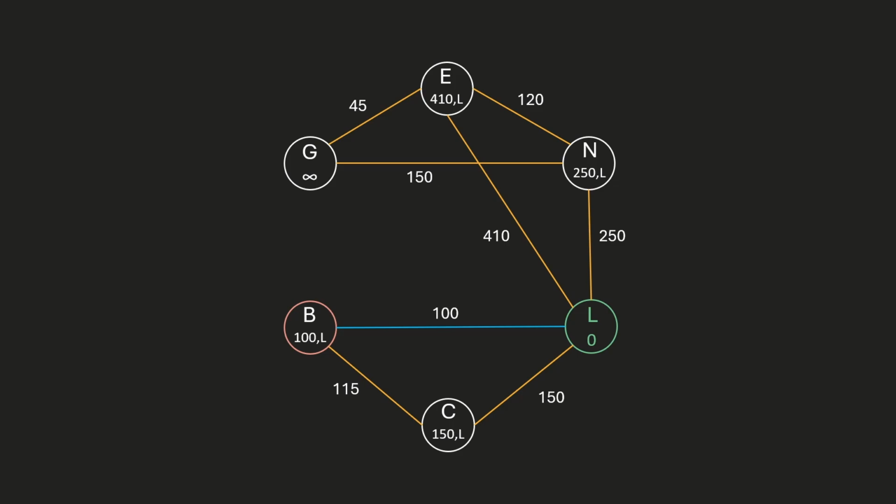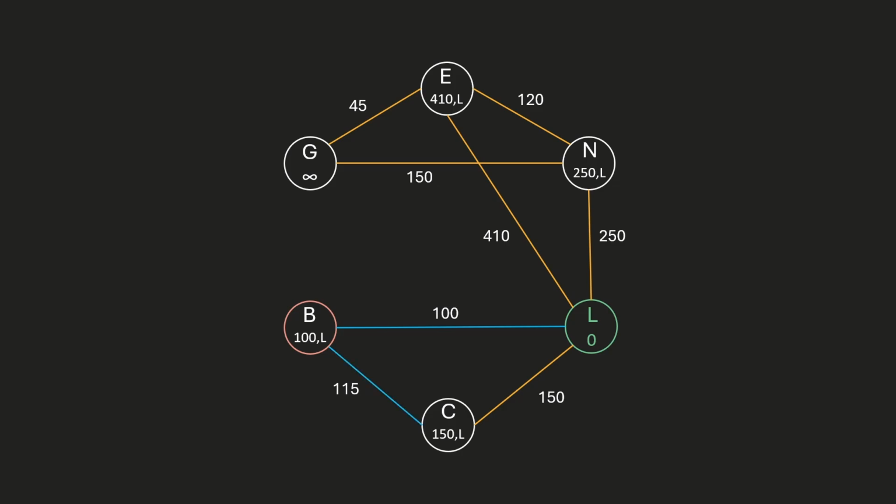Now you might notice that 200 is greater than 0, so we won't update London's node with a value of 200 and a parent node of Birmingham, because that's not an optimal path. That's slower than what we currently have there. So we will leave London as it is. We will now visit Cardiff.